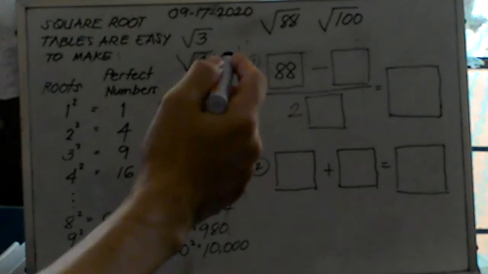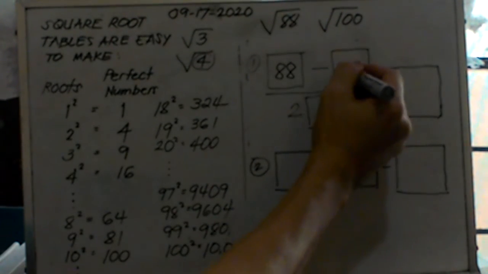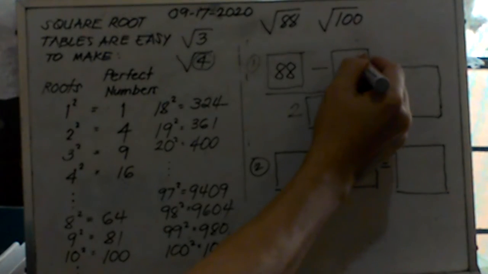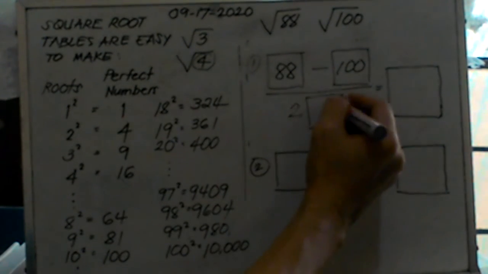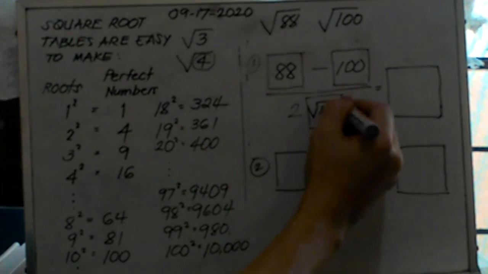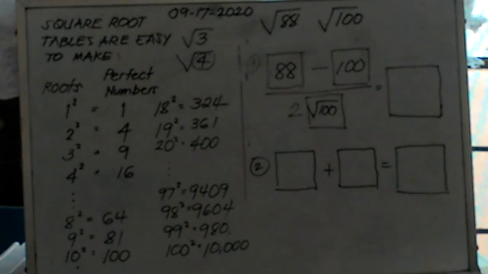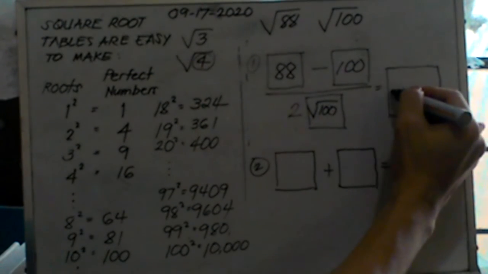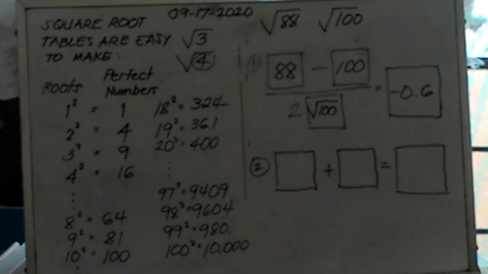Eight goes there. Get the integer 100. Get the square root of 100. All you need to do is copy this one and put it here, right? And you get negative 0.6.